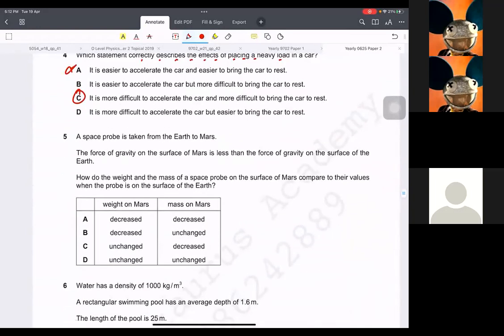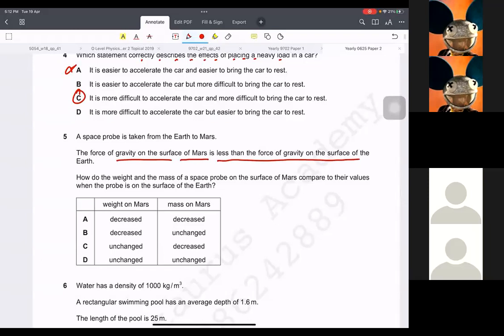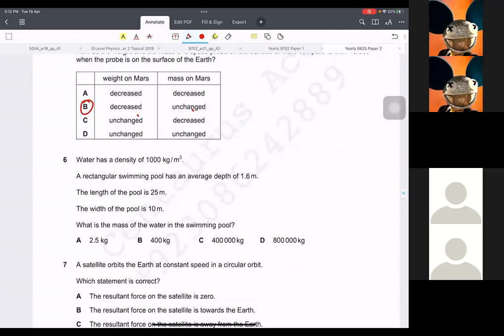A space probe is taken from Earth to Mars. The force of gravity on the surface of Mars is less than the force of gravity on the surface of Earth. How does its weight change? Weight on Mars would be decreased and mass unchanged. That is correct.